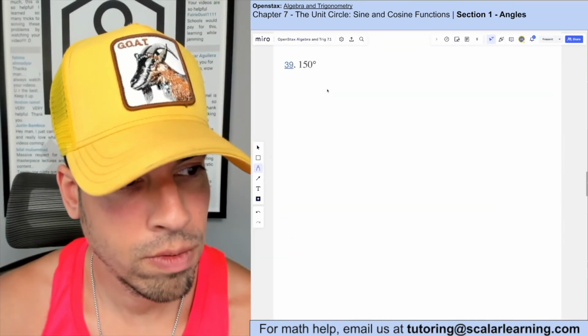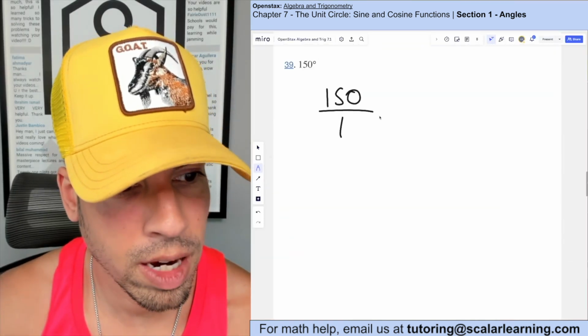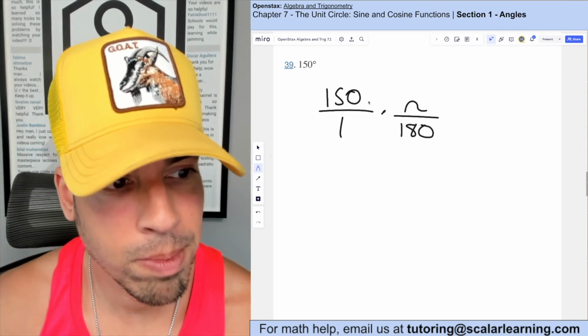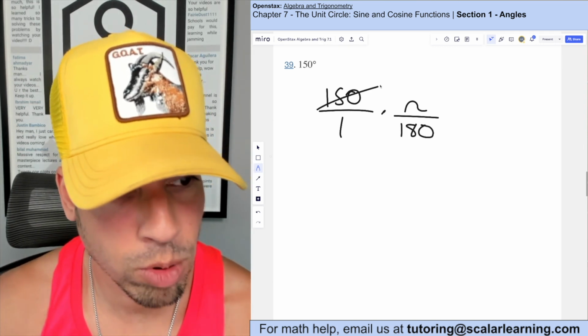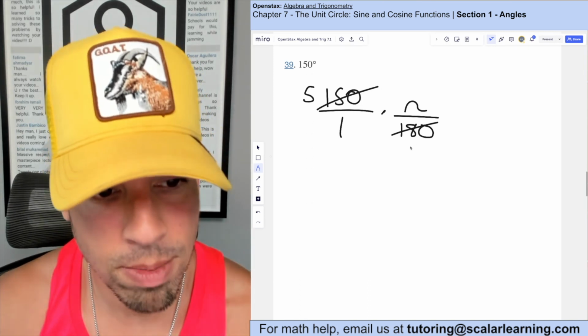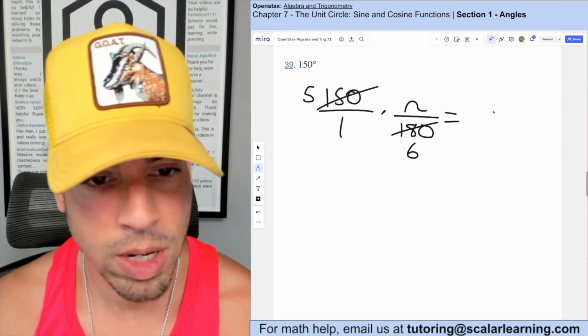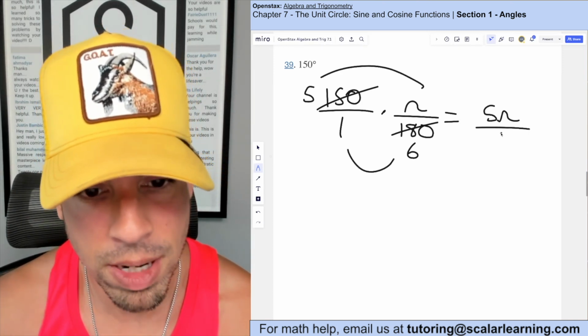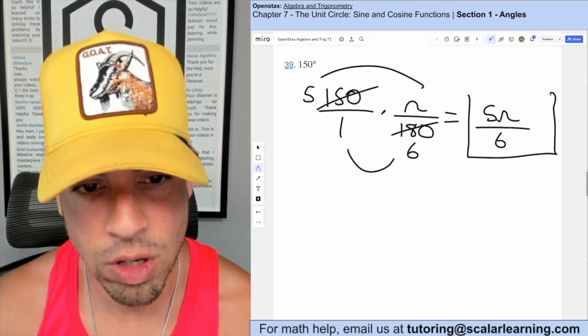Done. So to convert this one, we take 150, and we multiply it by pi over 180. Now, the top and bottom, 150 and 180 can both be divided by 30. 150 divided by 30 is 5. 180 divided by 30 is 6. So then we have 5 pi on top for the numerator as they multiply across, divided by 6. So there's your measure in radians.